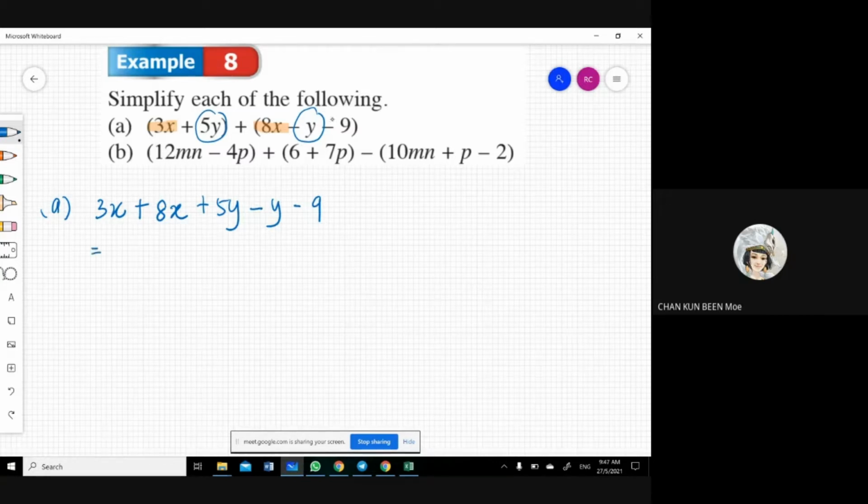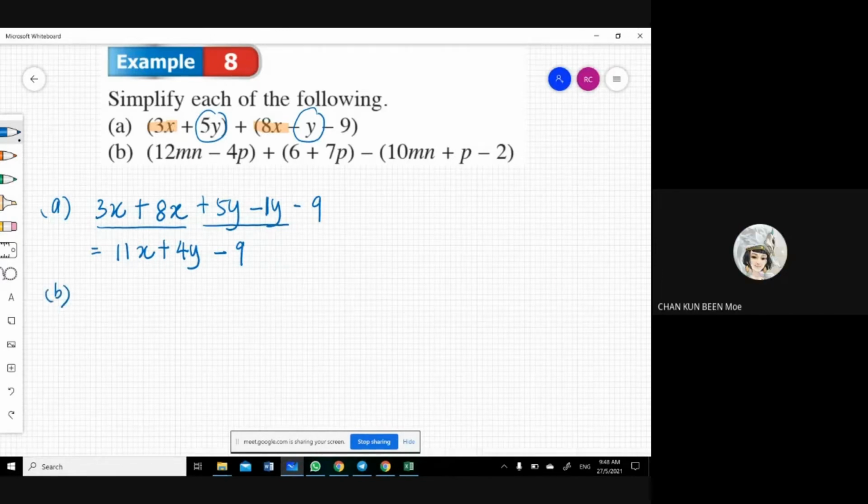Second step, we are going to add or subtract. It depends on the operation given. So this is plus, meaning 3x plus 8x. We are going to get 11x. And then this one, positive 5y minus y, means 5 minus 1, right? Because if the 1 is not written over here, it still means 1. So 5 minus 1 is 4y. So it's a positive there. And then the negative 9, you just copy down, minus 9. That's all for question A. Easy, right? Then we move to B.